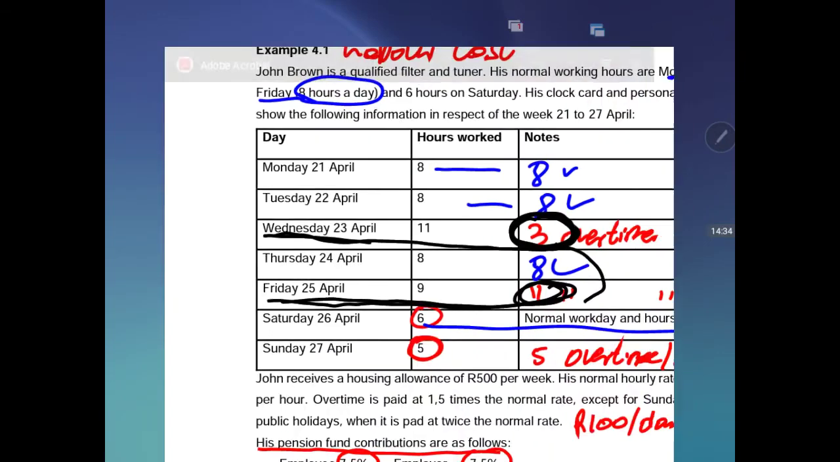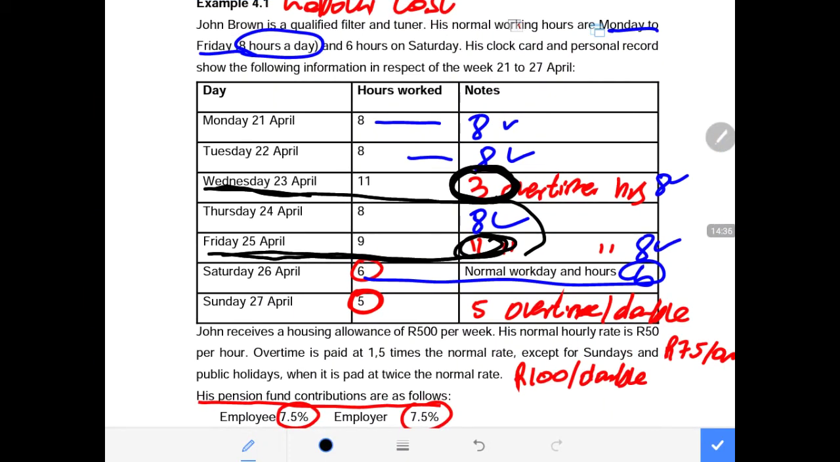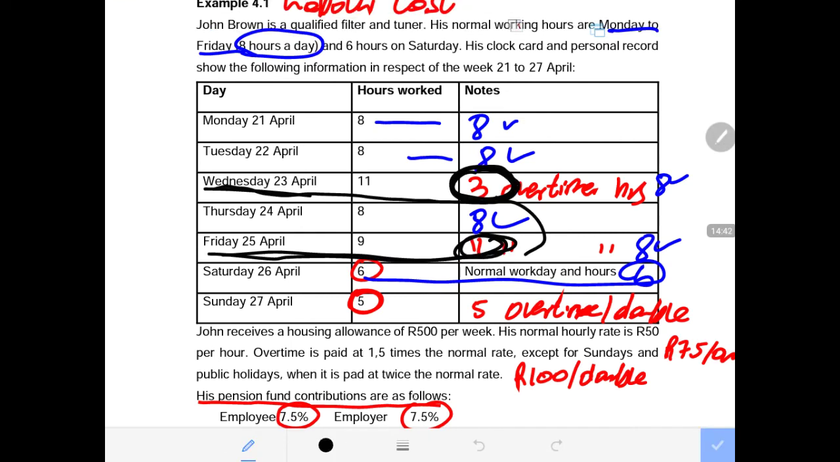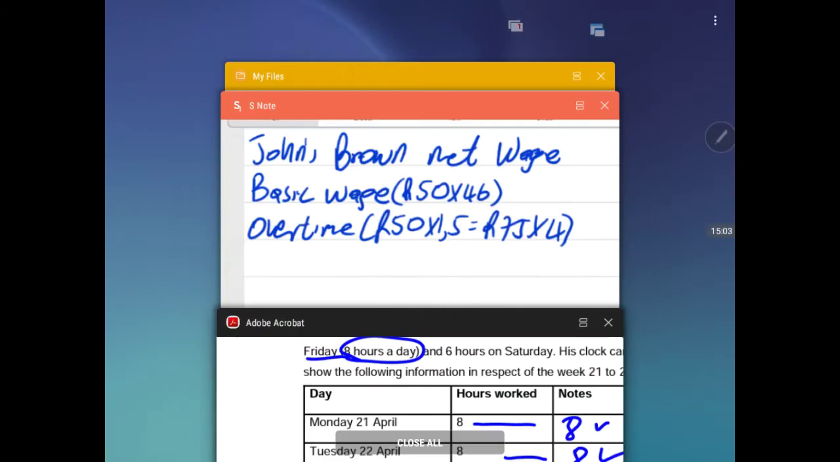Then we continue on that same note and look for the double pay. Did this employee work on Sunday? Because we're told that on Sunday this employee is paid twice the normal rate. Our normal rate is 50 Rand, so if we double the normal rate, that becomes 100 Rand that the employee gets paid per hour. On Sunday, which is double pay, he worked 5 hours, and all these hours are paid double.